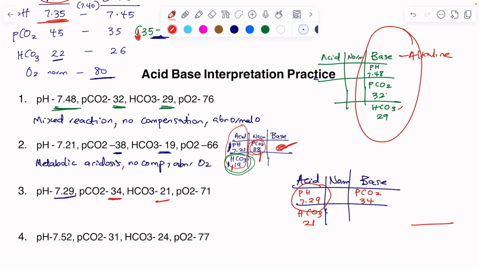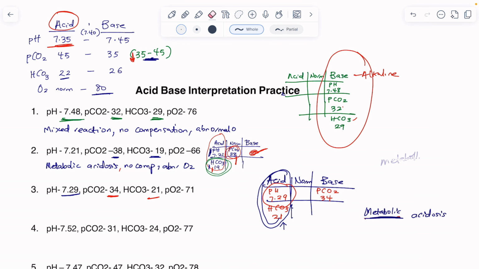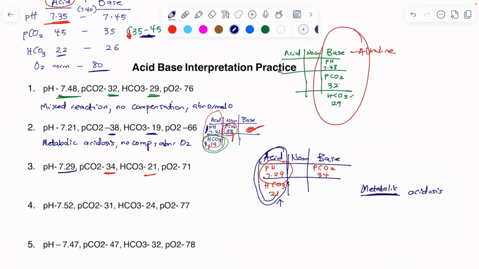Perfect. So if you can see here, looking at this, we know that this is metabolic acidosis. So first we look at our pH, which is acidosis, and then we have the HCO3 here, meaning that's going to be metabolic acidosis. Okay, now is there compensation?